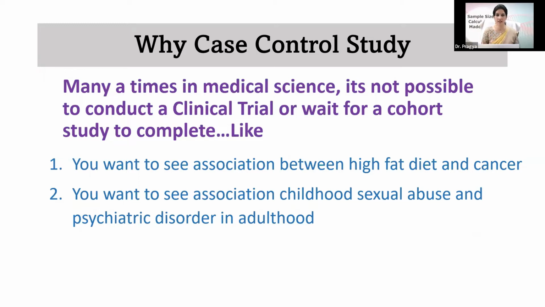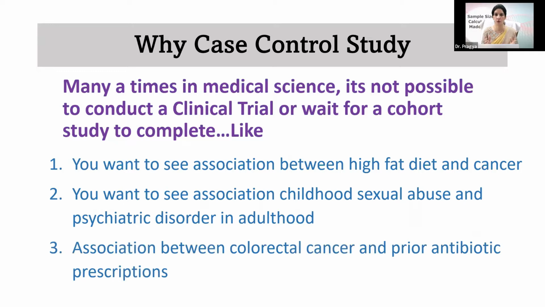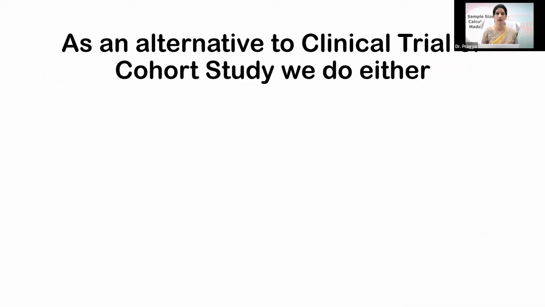So these are the two examples we have shown you, followed by this third example, where we want to test the association between colorectal cancer and prior antibiotic prescription. So maybe the exposure in this case is the prior antibiotic prescription and the outcome is colorectal cancer. Again, it is difficult to test this hypothesis with a cohort study or a randomized control trial. So a case control study is an ideal type of study design in such cases. You should always remember that this is an alternative to a clinical trial or a cohort study.